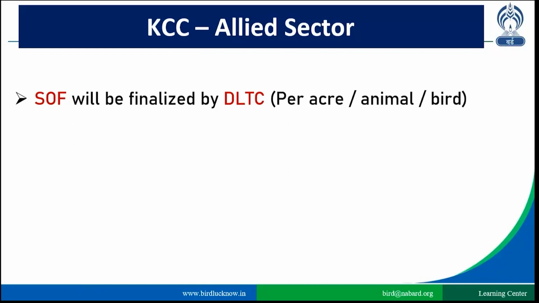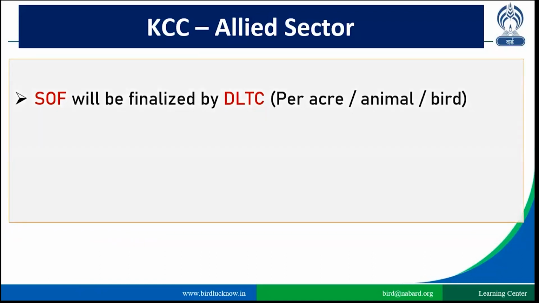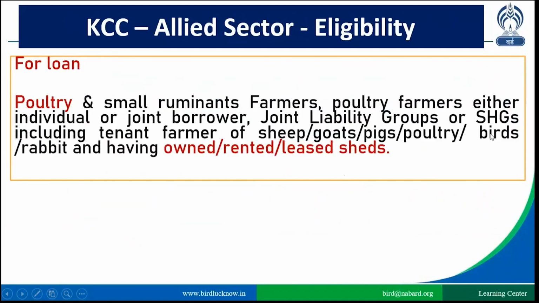Similarly, for animal husbandry, every year it is being finalized, and as per the requirement, it is being updated. It may be district wise or it may be state wise, it depends, because final power is with the district level technical committee. They are finalizing, and the state level technical committee is reviewing and approving, like that. Because the purpose of this DLTC is localization of scale of finance.